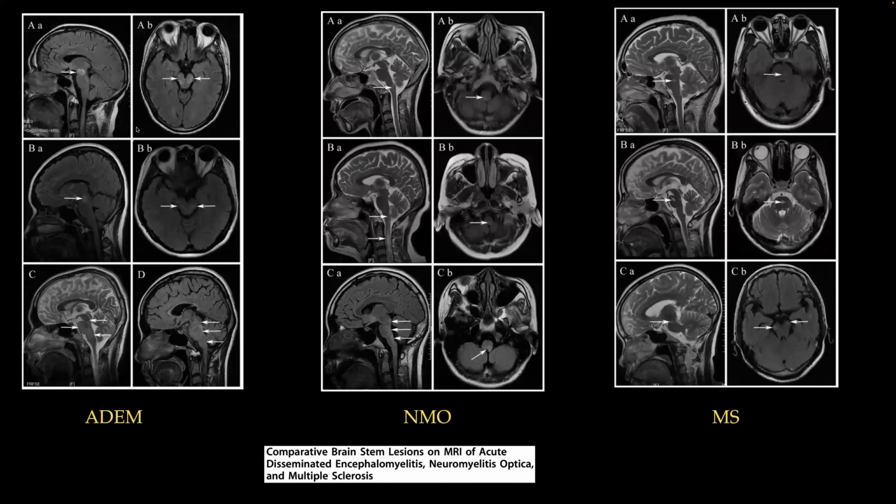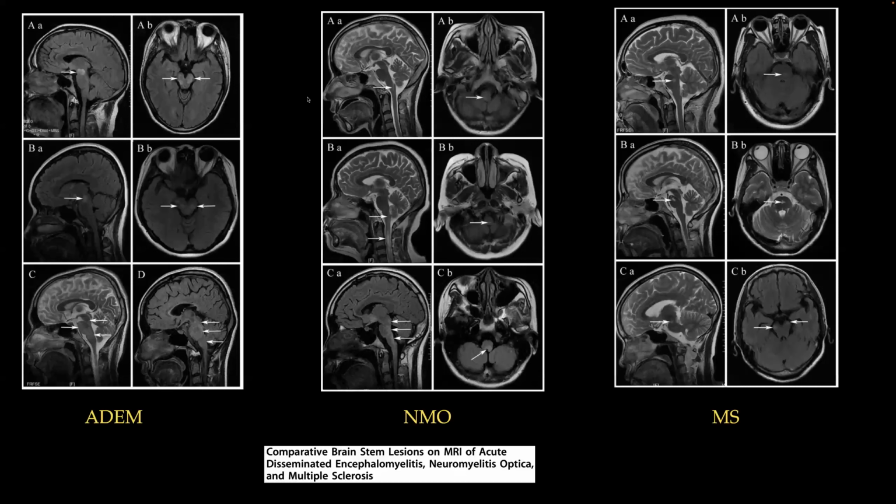ADEM has more multifocal involvement and can involve the entire brainstem, whereas NMO usually involves the area postrema, that is the dorsal aspect of the cervicomedullary junction, and can have cervical cord myelitis. Multiple sclerosis again has focal lesions rather than band-like involvement as seen in the NMOs. On axial images, again, it would better demonstrate the differences on imaging.